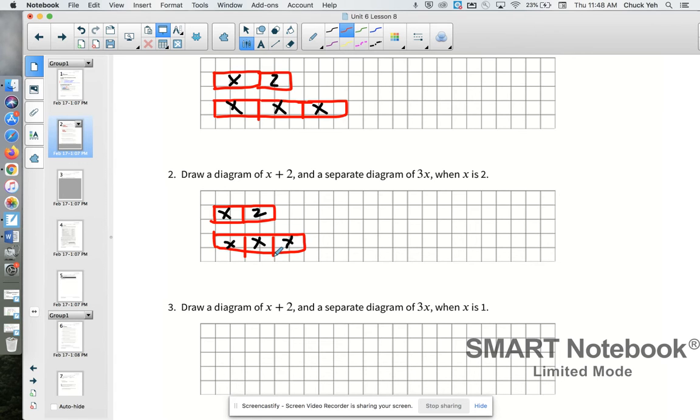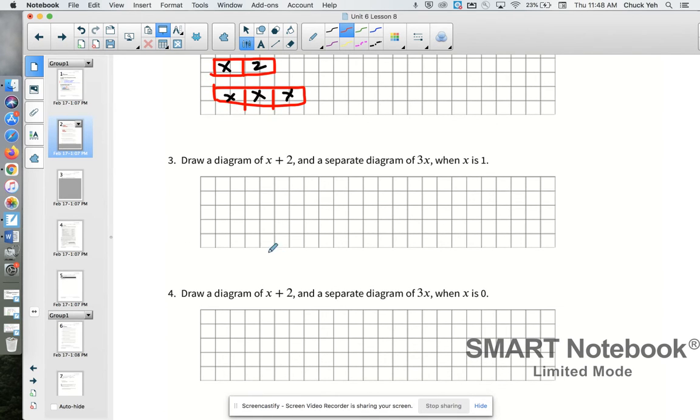All right, draw a diagram of x plus 2 and a separate diagram of 3x when x is 1. So 1. So that would be x. And then this would be 2. And then x is 1. So, oops. So like this.